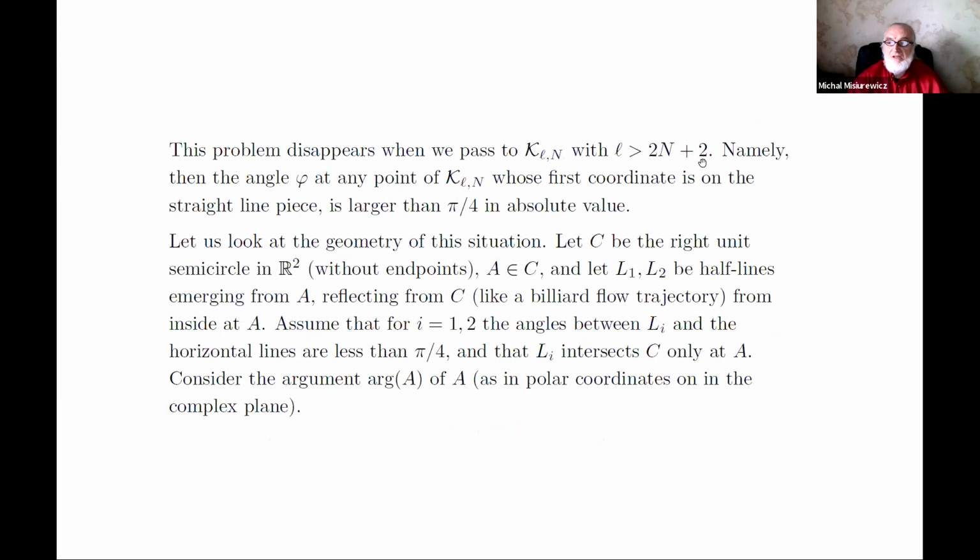And here already we can use our assumption that L is sufficiently large, because then the angle phi of reflection at any point in our small space, whose first coordinate is on the straight line piece, is larger than pi divided by 4, than 45 degrees.